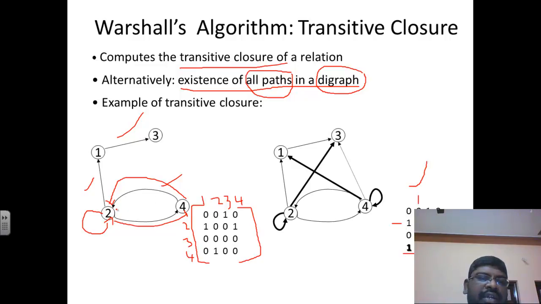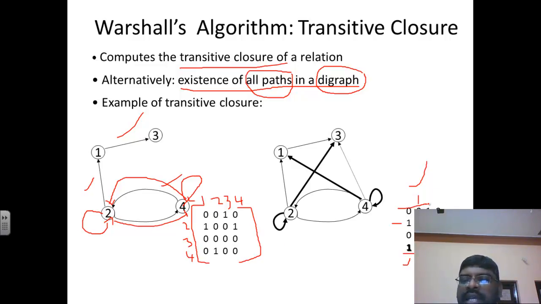Similarly, 2 to 3. There is no direct edge, but I can go via 1. Similarly, 4 to 1. There is no direct edge, but I can go 4 to 2 to 1, so 1. Similarly, 4 to 3. There is no direct edge, but I can go 4 to 2, 2 to 1, 1 to 3. So there is a path. Similarly, 4 to 4. There is no self edge, but I can go 4 to 2 and 2 to 4.